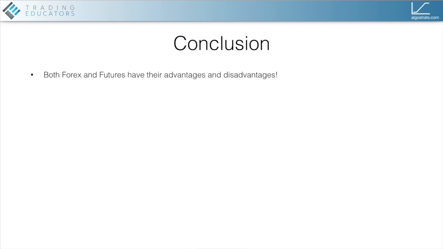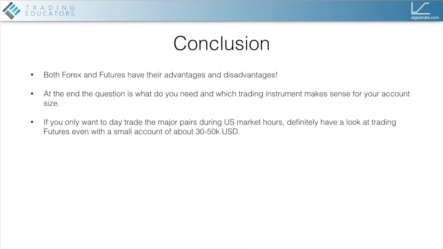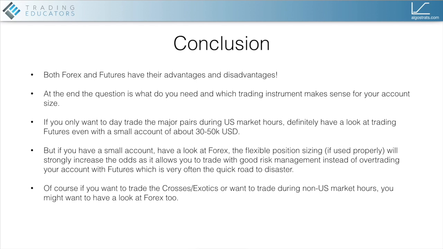So my conclusion is that both have their advantages and disadvantages. And at the end, the question is what you actually need for your trading, which instrument makes sense for you and your account size. So if you only want to day trade the major pairs during the US market hours, definitely have a look at futures in my opinion, because of the transparency going on there and the good liquidity around these market hours. But if you only have a small account, you might want to have a look at Forex, due to the more flexible position sizing, because it will strongly increase your odds, since you can do proper risk management instead of overtrading your account with futures, which is very often a quick road to disaster if you do that. And of course, if you want to trade the crosses, exotic pairs and so on, or you want to trade during the non-US market hours, definitely have a look at Forex.